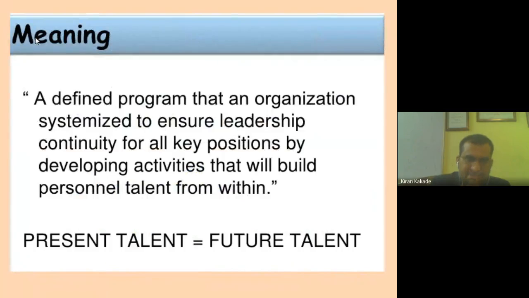So what is the meaning? A defined program that an organization systemized to ensure leadership continuity for all key positions by developing activities that will build personal talent from within. Okay, can anybody read for me once again this meaning? Okay, once you understand the basic part now, you'll get a clear idea about what I'm going to explain in the upcoming slides. Please read this meaning.